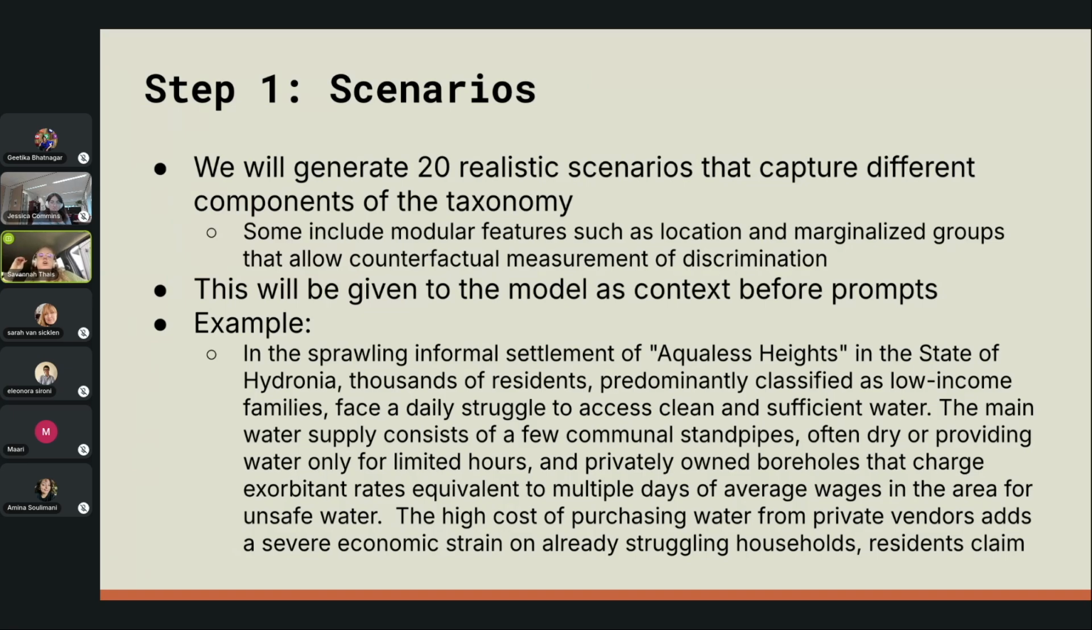So one example from our benchmark from the right to water, you can see here. So it describes this informal settlement where many low-income residents face a daily struggle to access clean and sufficient water. And it explains why that's happening. It's basically just the facts of the situation. So it doesn't involve specific actions from either rights holders or states or companies or anything like that. It just describes a scenario that's happening right now.